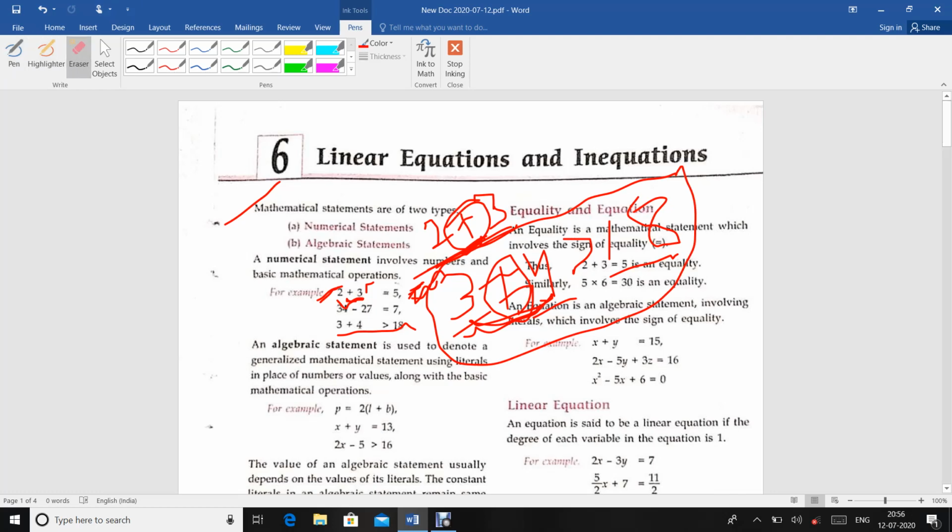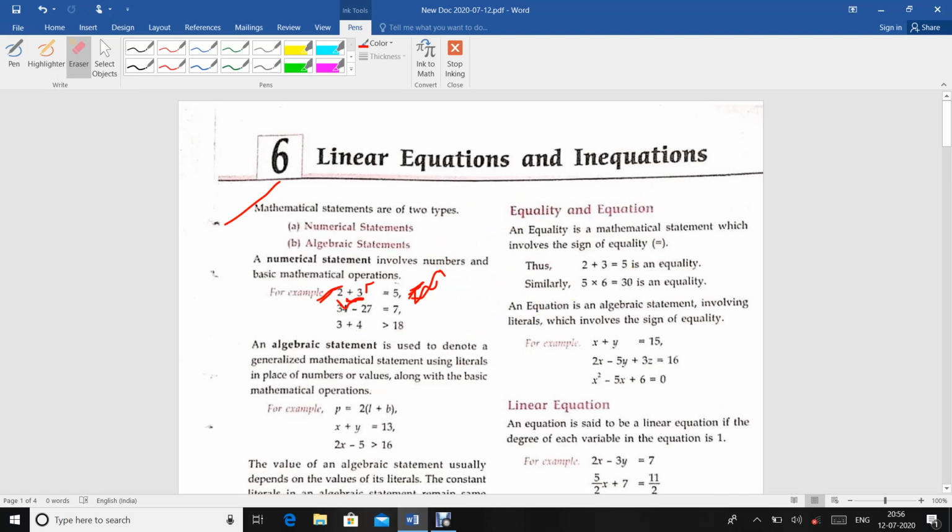Similarly, if we discuss algebraic expressions, then algebraic statements are related to variables. Basically an algebraic statement is used to denote a generalized mathematical statement using literals in place of numbers or values along with the basic mathematical operations. Means variables with the mathematical operations are called an algebraic statement. A statement in which literals are used with the mathematical operation.